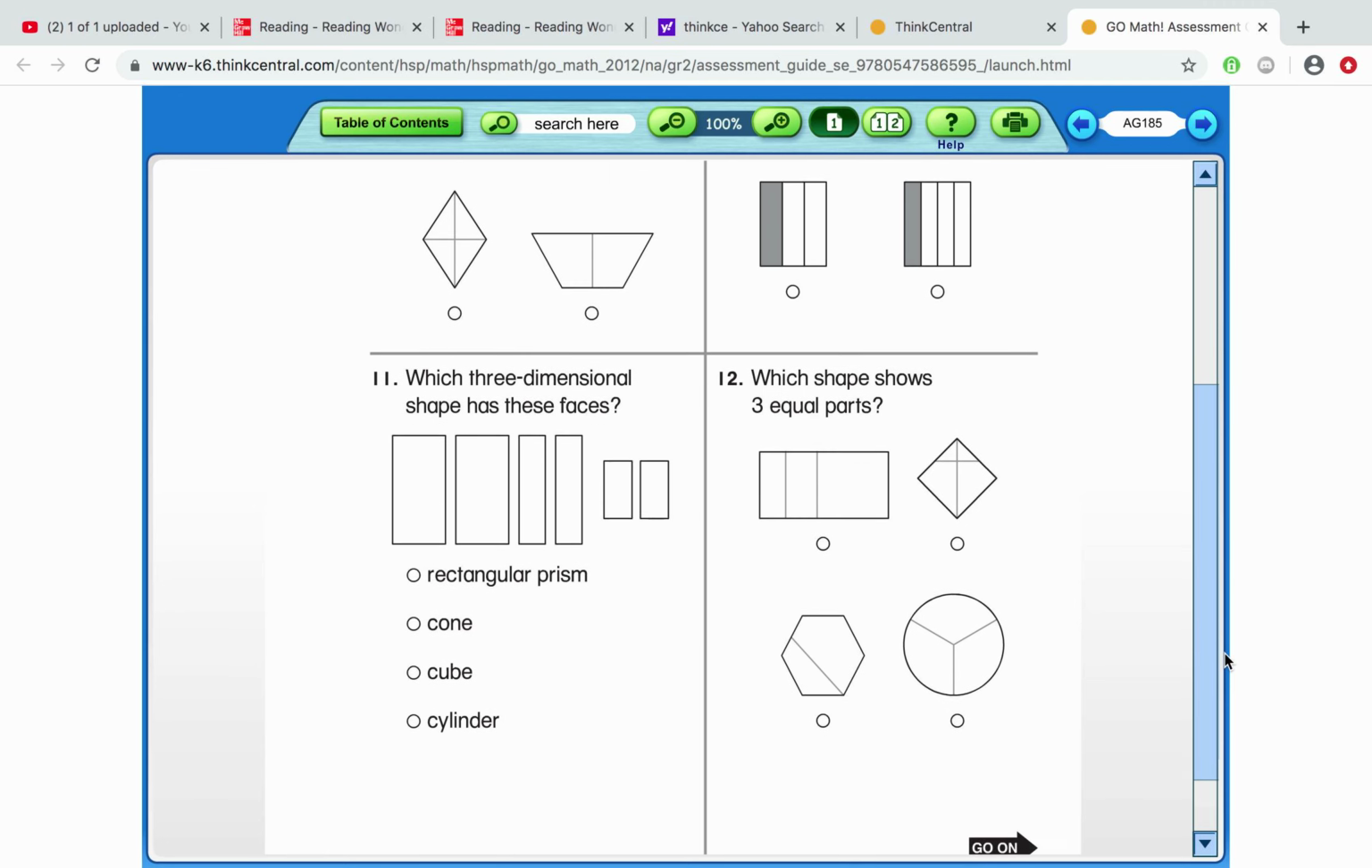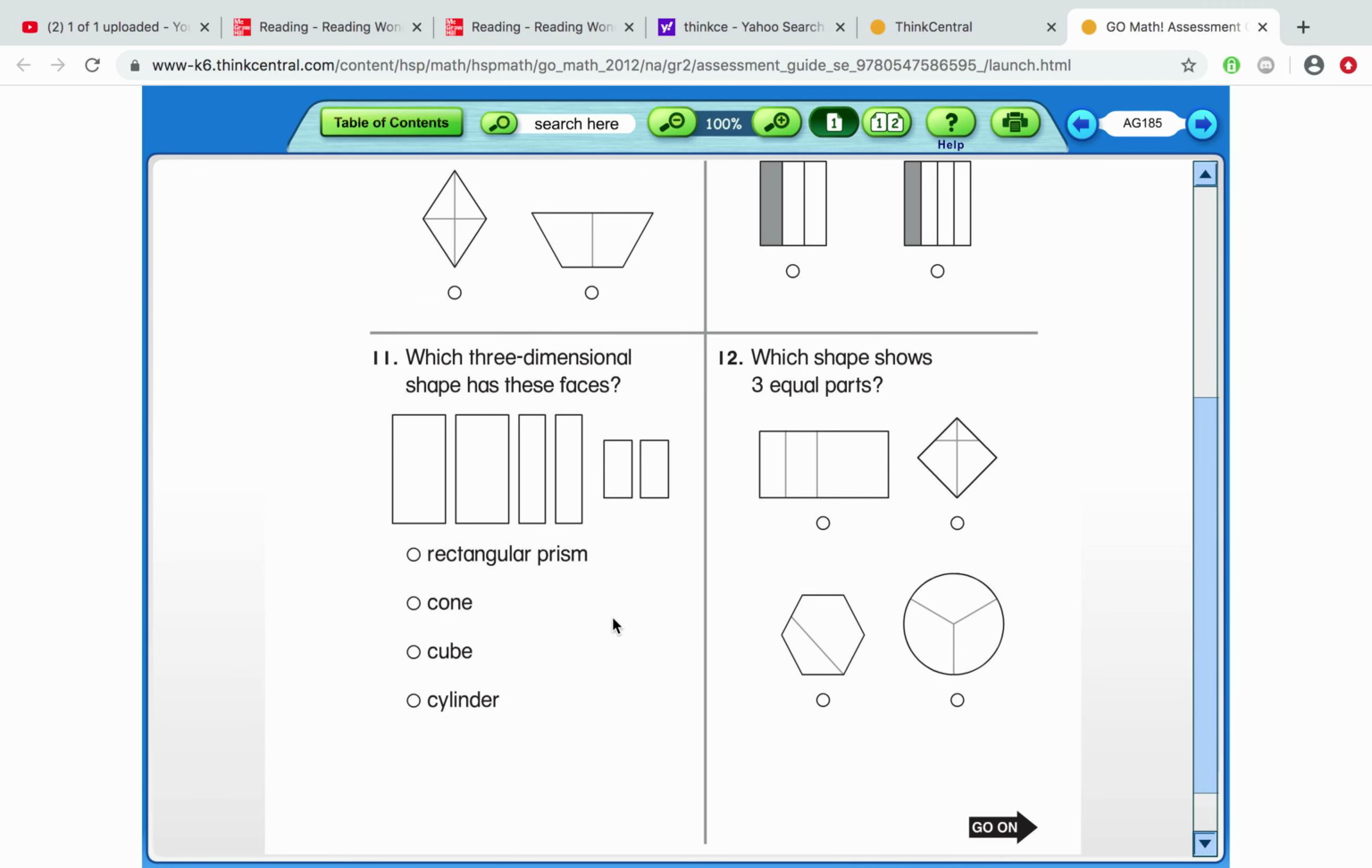And number 11, this has to do with solid geometry or 3-dimensional shapes as well. I see 2 large rectangles, 2 medium-sized rectangles, and 2 smaller rectangles. Which 3-dimensional shape has these faces?